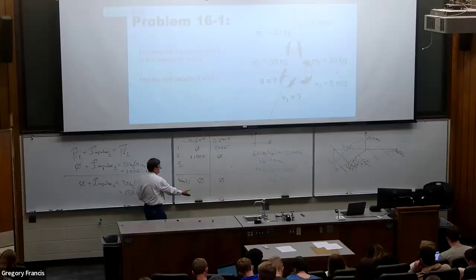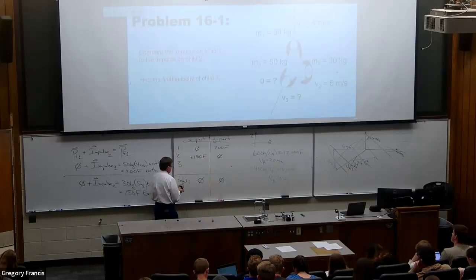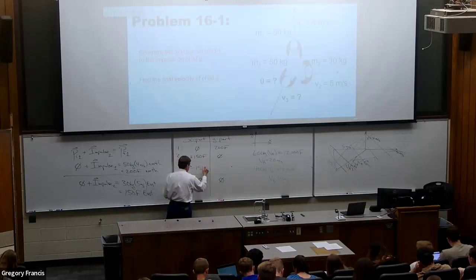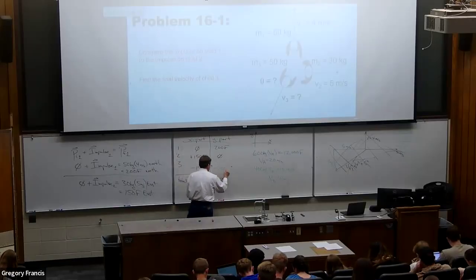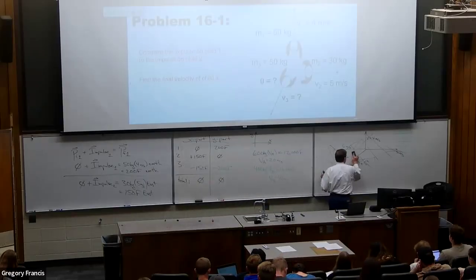And this column has to add up to 0 here, and it has to add up to 0 there. That means that this x part's going to be a negative 150 Franci, and the y part's going to be a negative 200 Franci.